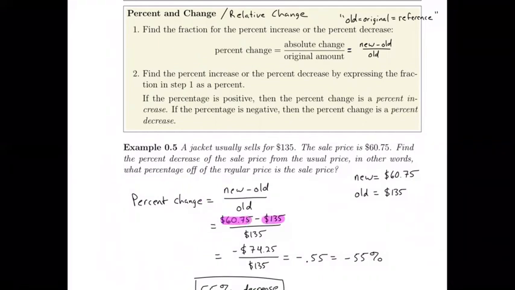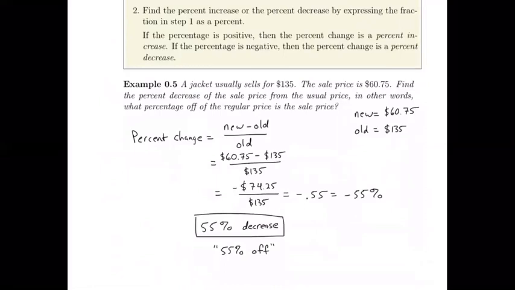$60.75 minus $135, which, by the way, this line is the absolute change in case they were asking for that. And then we divide by the old value or the original value of $135. What we arrive at is negative 0.55. We convert it to a percentage, moving the decimal place 1, then 2 places. So we have negative 55%. Since that number is negative, we know that this is a 55% decrease, or it's 55% off. In other words, we're paying 45% of the full price for this jacket after the sale, after the discount amount is taken off.